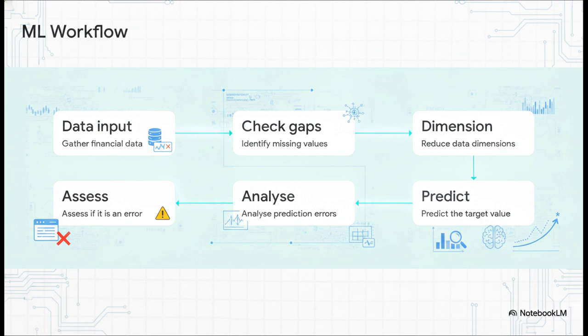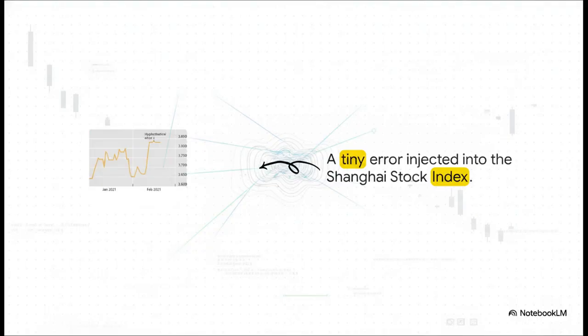Instead of rigid rules, they input the data, check for gaps, and then use dimension reduction to find out what's actually relevant. In Step 4, the machine learning model essentially predicts what a target data point should be, based entirely on the context of the wider market that day. Then, it analyzes the prediction errors, and if a data point deviates wildly from the prediction, it assesses that specific error. It's incredibly smart.